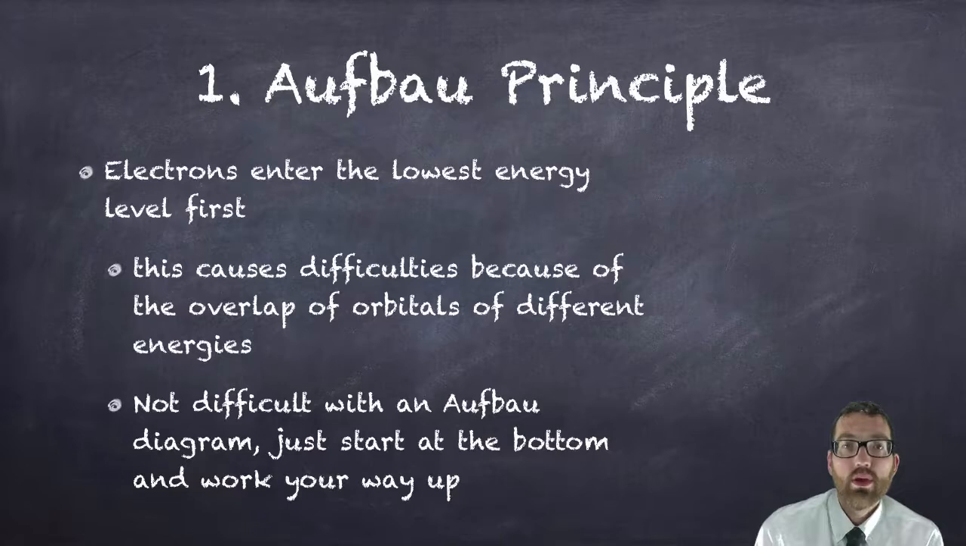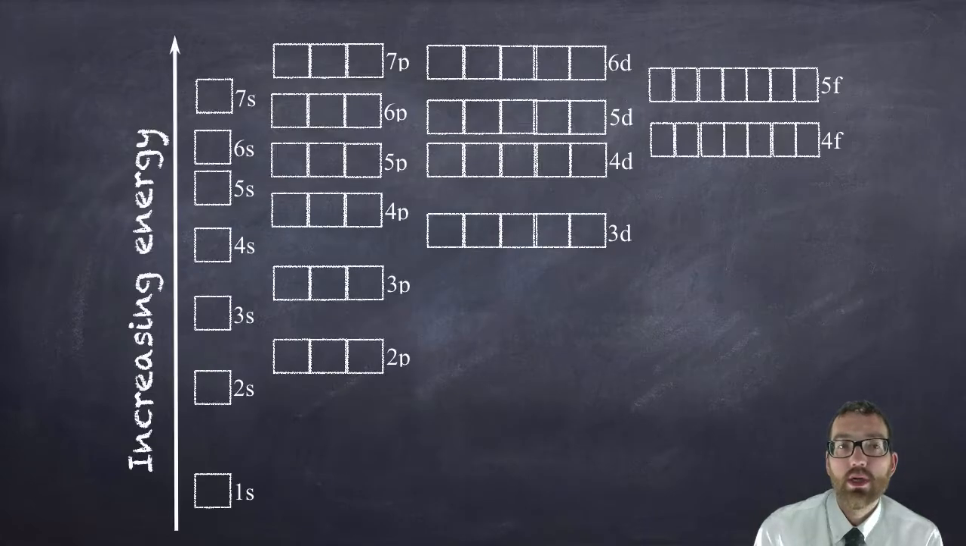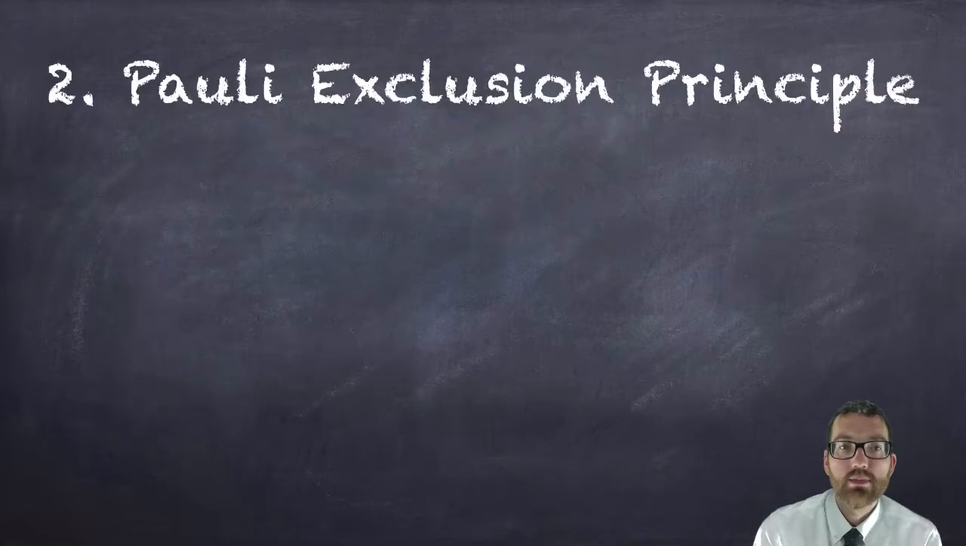The word Aufbau is actually a German word which means building up, and you'll be building up electrons from the bottom of the chart to the top of the chart. You can see the axis on the side that says increasing energy. It just shows you that as you go from the bottom to the top, you're getting more and more energy. So you just start at the bottom boxes and work your way up to the top boxes.